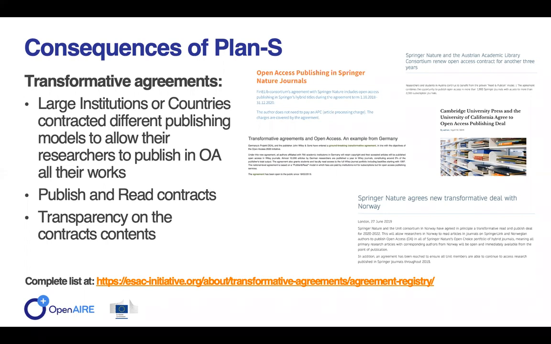One important thing is that these agreements are called transformative because their main goal is to go from the current business models for scientific publishing to a full open access business model. So these agreements need to contain a statement from the publisher that they will transform the business model of that specific journal into a fully gold open access journal.